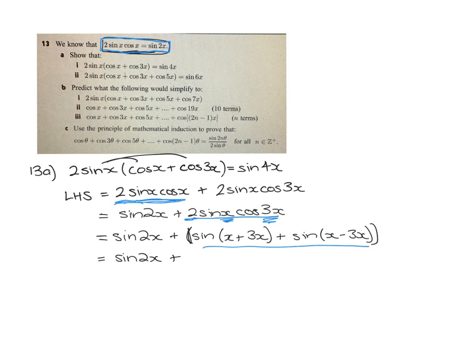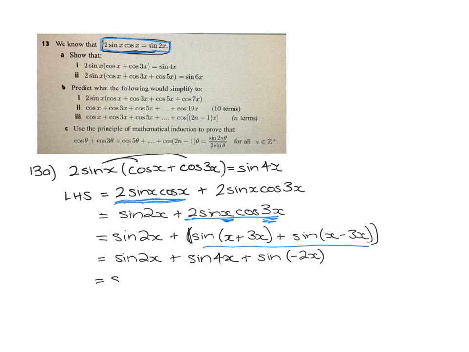What are we going to do now? What's sine x plus 3x going to become? Sine 4x. And doesn't that make us feel a bit better? Because we want a sine 4x and all of a sudden we've got one. And what's the last one become? Sine minus 2x. Now, why do they cancel? Well, no, I've got a sine negative 2x. I don't have a negative sine 2x.